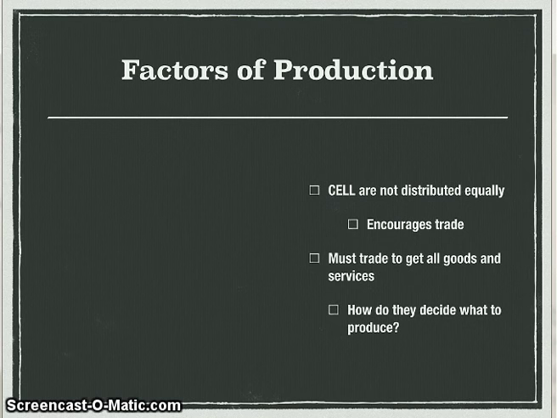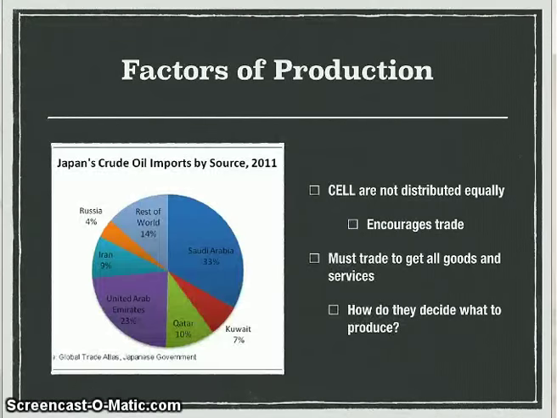Well, how do they decide what to produce? We'll get to that in just a minute. But let's look at an example here. The nation of Japan uses a lot of crude oil. However, if you note from the graph, they don't produce any crude oil themselves. Therefore, they have to import an extreme amount of oil. To acquire oil, they must produce other things that they can trade with. How a nation decides what to produce is determined by two related economic concepts, which we'll talk about here in just a minute.